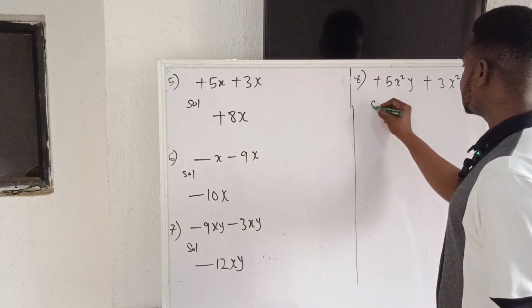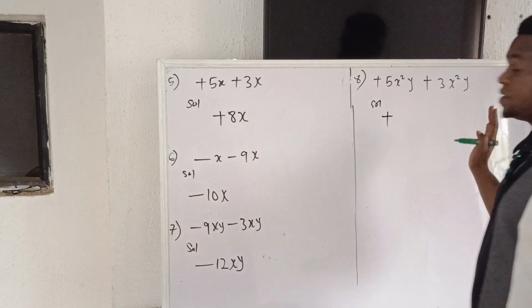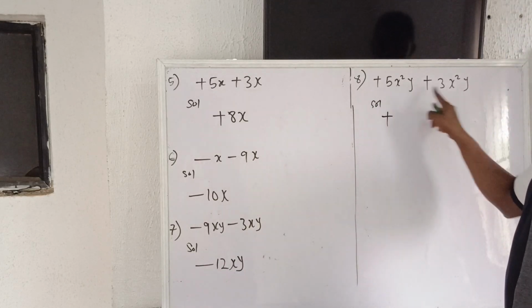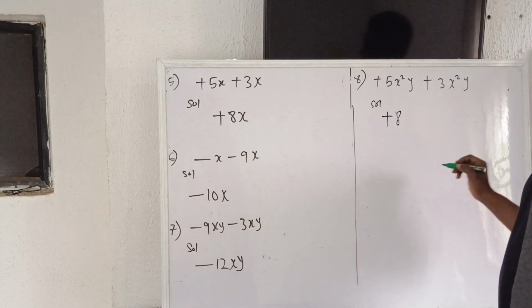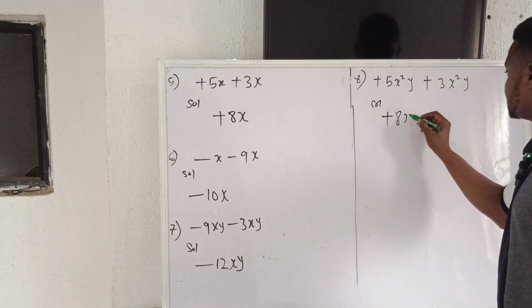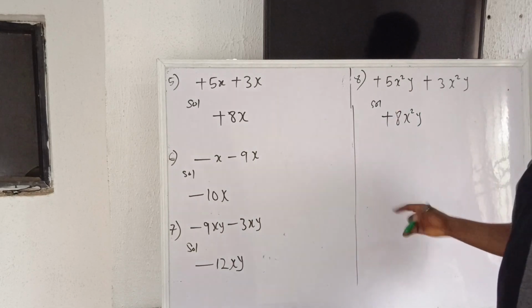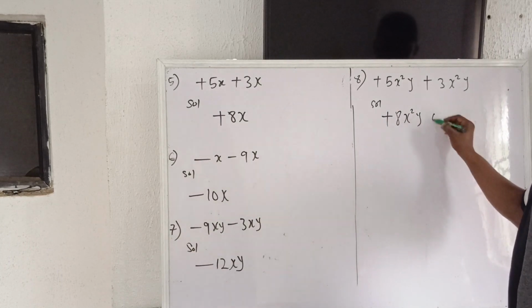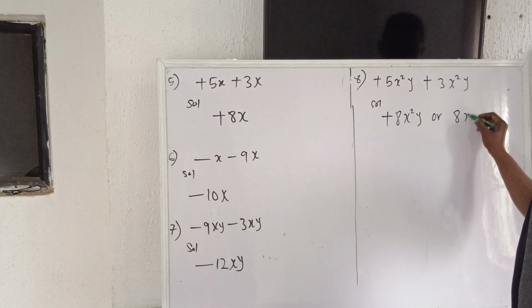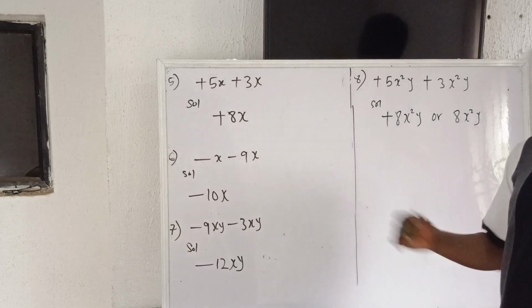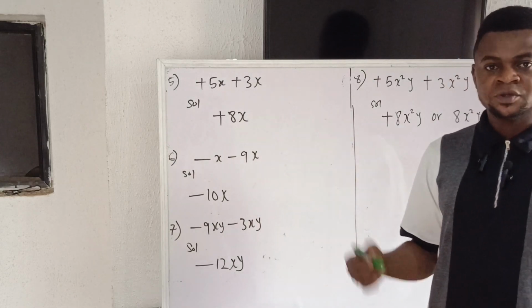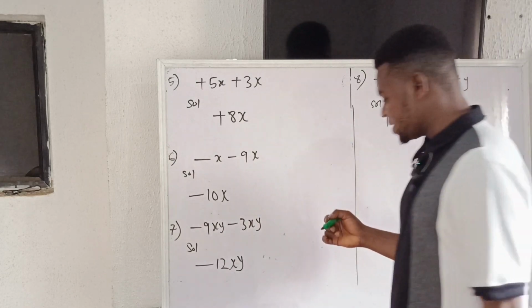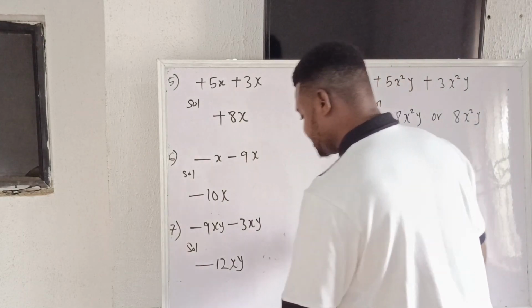So in this case, I'm going to pick my plus sign, which is the similar sign, add 5 and 3 together, that gives you 8. Then attach back your variables, which is x squared y. And don't forget, plus 8x squared y is the same thing as 8x squared y. This is similar, they are all the same. So this is not actually hard. Okay, so let's look at another example again.